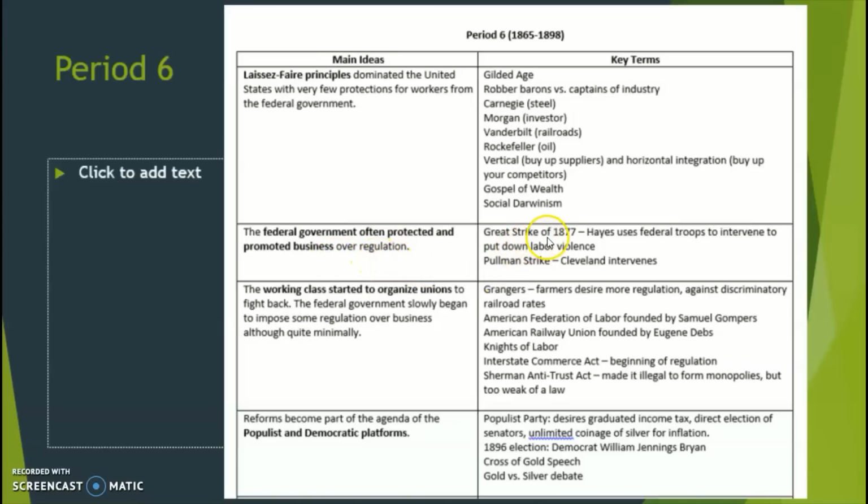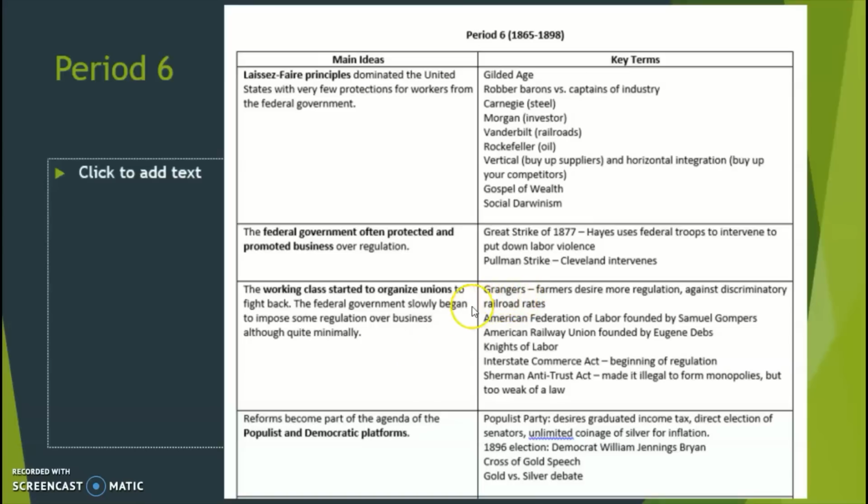And during the Great Strike of 1877, we even see President Hayes sending in the federal troops to put down labor violence. Similarly, during the Pullman strike, we're going to see President Cleveland also intervening not on behalf of the workers, but on behalf of the businesses. So this is going to create a movement to unionize and fight back. And the federal government, very, very incrementally, is going to be imposing some regulations.